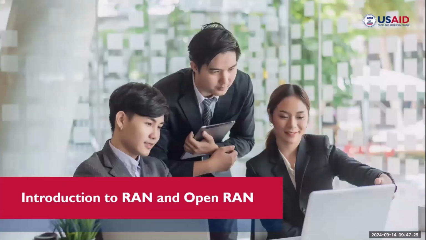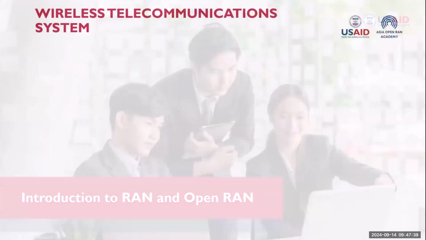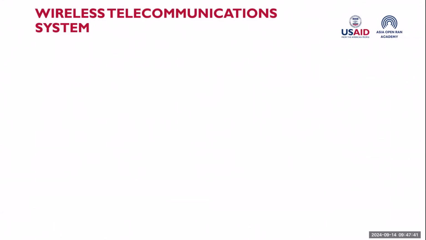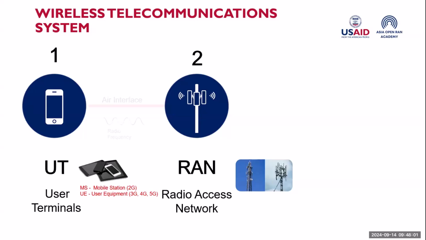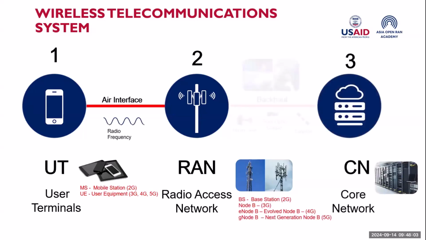Okay, so let's start with the introduction to RAN and Open RAN. Last week, Engineer Nika already discussed this with you, so if you were one of those participants, you are very familiar with the slides. Let's just have a quick preview of what composes the wireless telecommunication system. The network is composed of mainly three parts: the user terminals, the RAN or radio access network, and the core network.